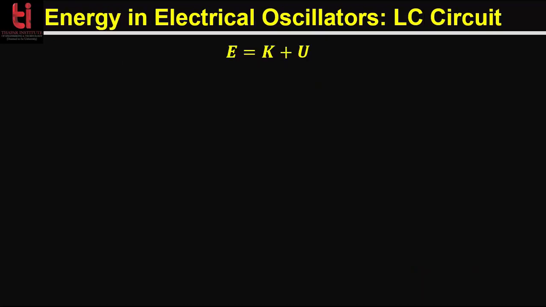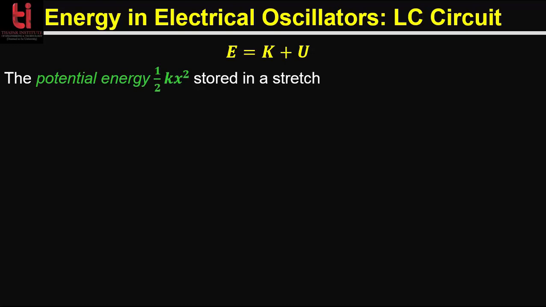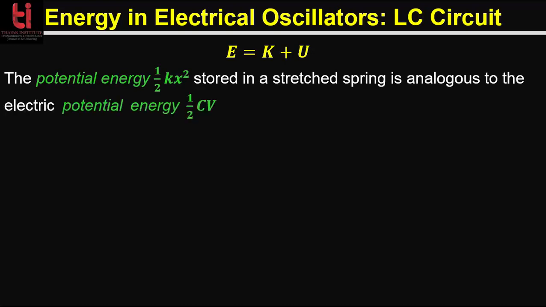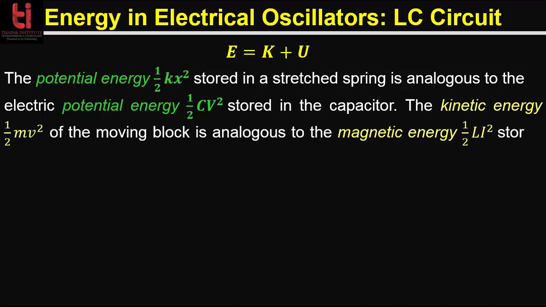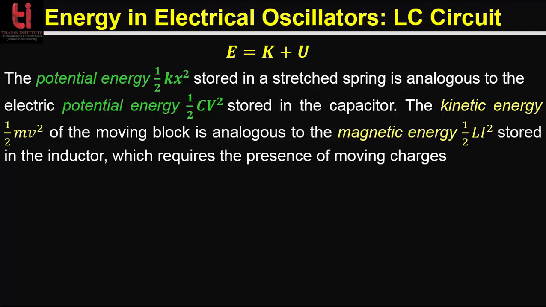Now, if we want to know the energy in this electrical oscillator, that is in this LC circuit, you know that for a mechanical system, that is for the pendulum or for a spring-mass system, the total energy is equal to kinetic energy plus potential energy. The potential energy, half kx squared, stored in a stretched spring, is analogous to the electric potential energy, half CV squared, stored in the capacitor. The kinetic energy, half mv squared, of the moving block, is analogous to the magnetic energy, half LI squared, stored in the inductor. And this requires the presence of moving charges.